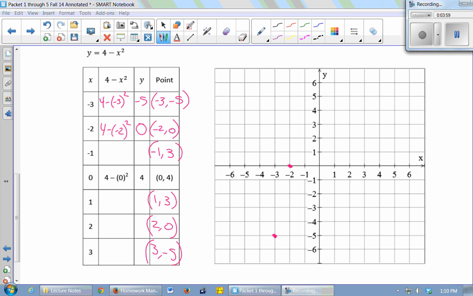Okay, so I plot all these points. -2, 0 is done. -1, 3. 0, 4. 1, 3. 2, 0. 3, -5. Okay, so if I were to try to connect these with a nice smooth curve, I would get something like this.